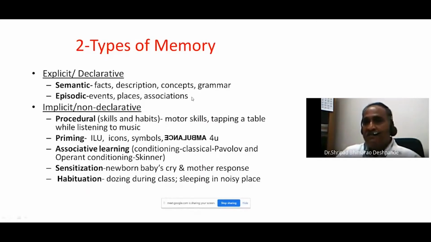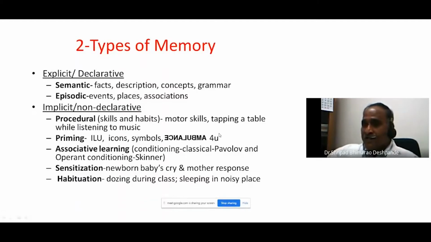Then priming. Priming is an event in which we learn or get information through certain important clues. These clues, I have mentioned here, ILU. The other day I was talking about how when this ILU is there, you just read it as I love you. Or icons. Nowadays, so many icons are used in our communication, especially on Facebook or WhatsApp. We use those icons and symbols.